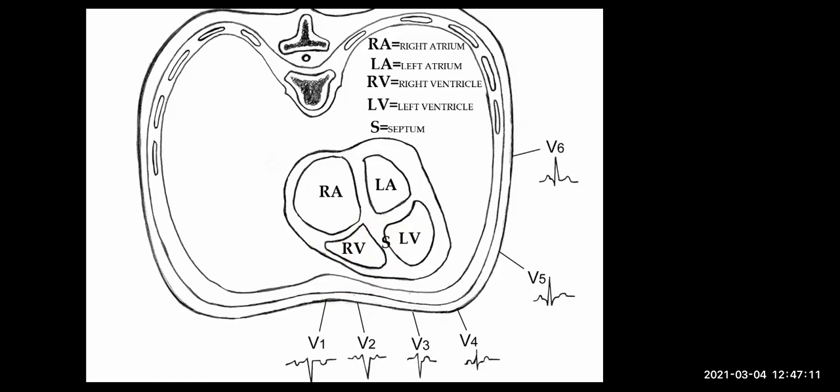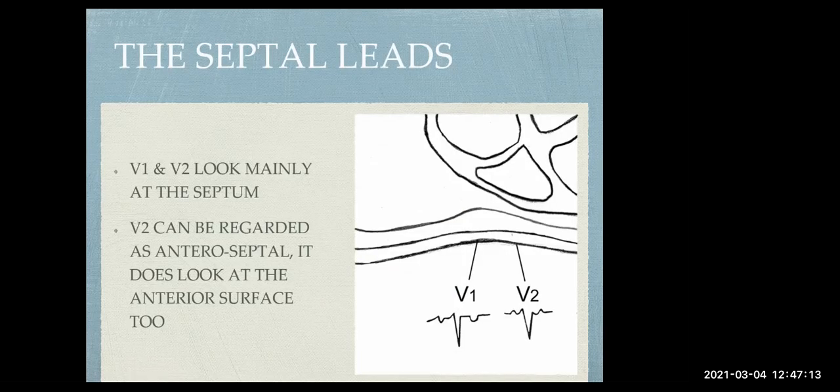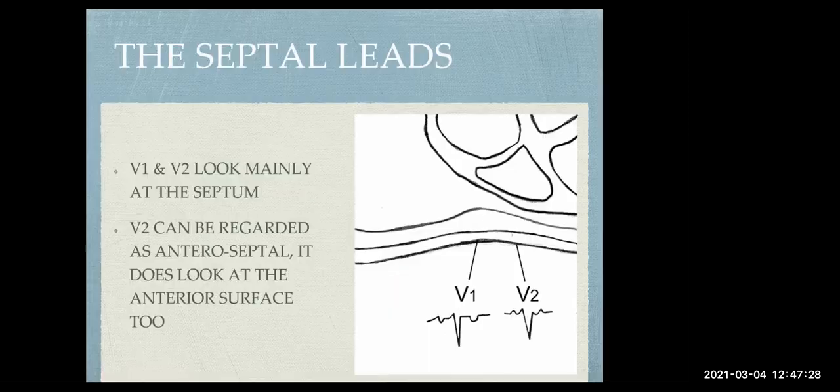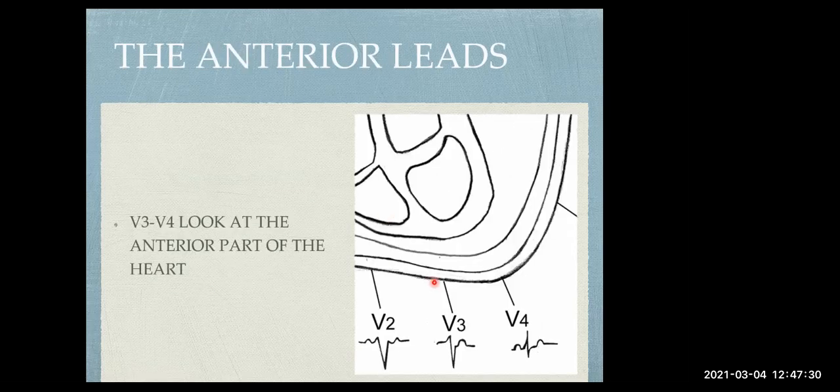Okay, so that's why we call them the septal leads. So we expect them to look similar. V2 is also called anteroseptal because it looks a bit at the anterior portion of the heart, not as much as V1. A bit more than V1. So that's why it's called anteroseptal. Okay, right. The anterior leads are V3, V4, basically, with V2 also taking part.